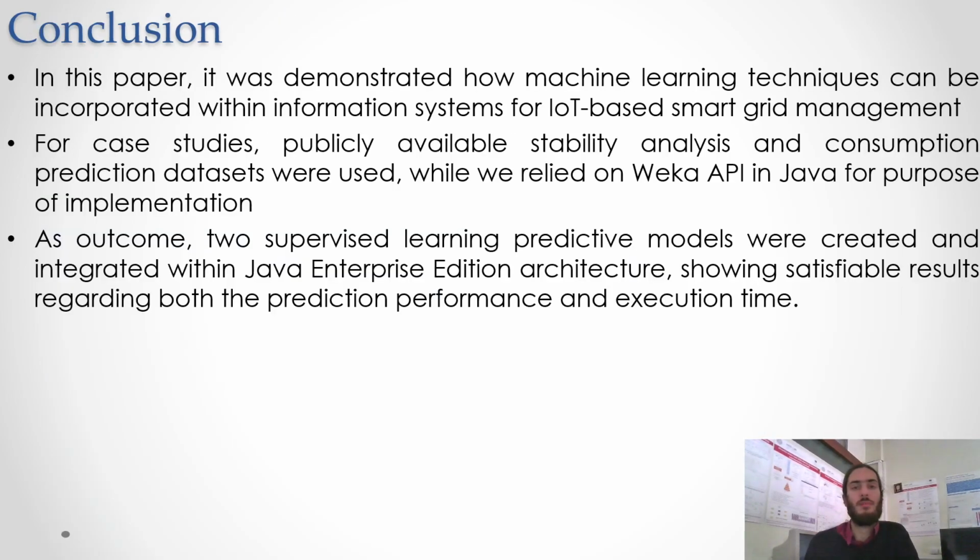To sum up, in this paper it was demonstrated how machine learning based techniques can be incorporated within information systems for IoT based smart grid management. For case studies we used two publicly available datasets. One is stability prediction using classification, and the other one is actually a regression based energy consumption prediction, while we make use of Weka API in Java for purpose of implementation in synergy with Fiware Context Broker. As outcome we have two supervised learning predictive models with satisfiable results, both when it comes to prediction performance and execution time. Thank you for your attention.